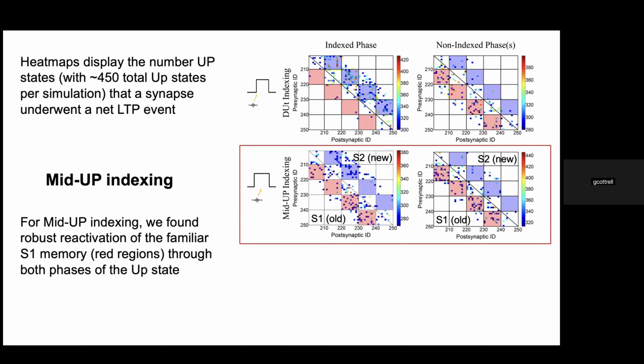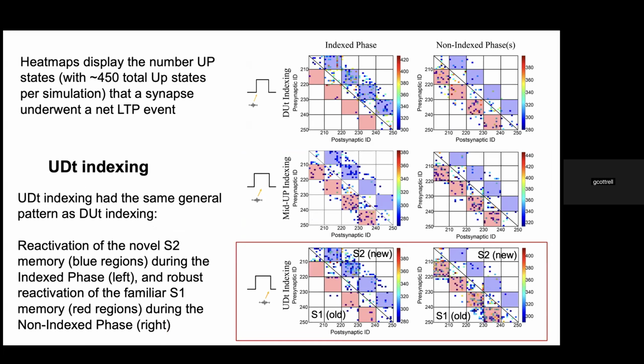Now, what happens if you try to index them during the middle phase of upstate? S1 is the old memory. So we can see that if you try to index in the middle of upstate, in both cases we reactivate the old memory. On the left plot on top, we see the new memory trying to be reactivated. It propagates a little bit, but then essentially fades. So when we try to index cortical upstate by using ripples arriving in the middle, we essentially fail to engage reactivation of the new memory.